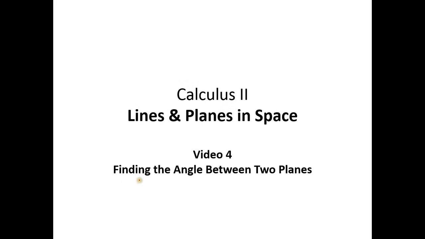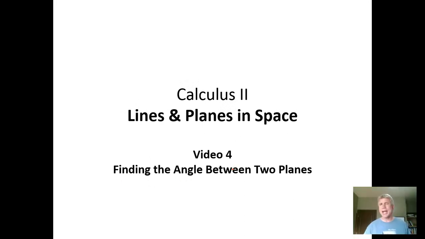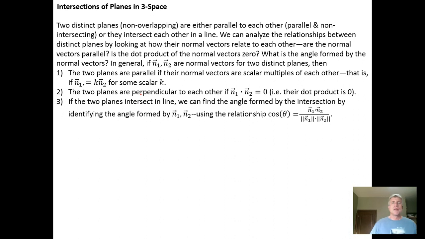So in this video we want to look at finding the angle formed by two planes. If we have two planes, they're going to have formulas. Let's say plane number one is a sub 1 x plus b sub 1 y plus c sub 1 z plus d sub 1 equals 0. This is the general equation of a plane.